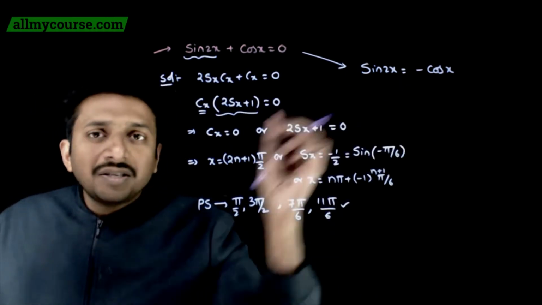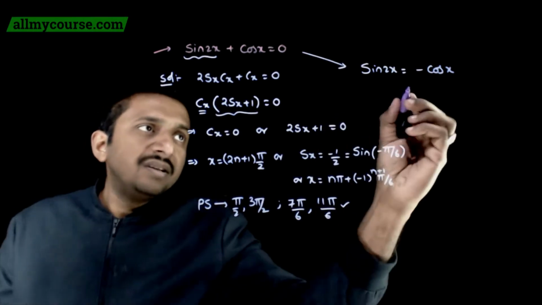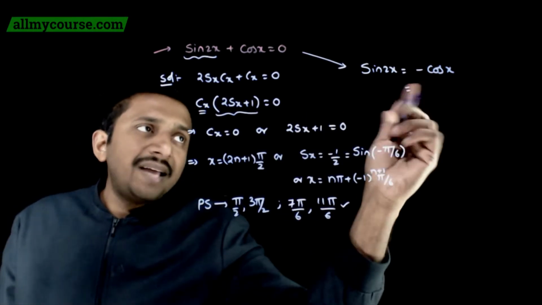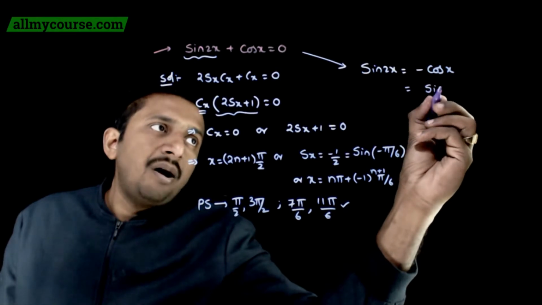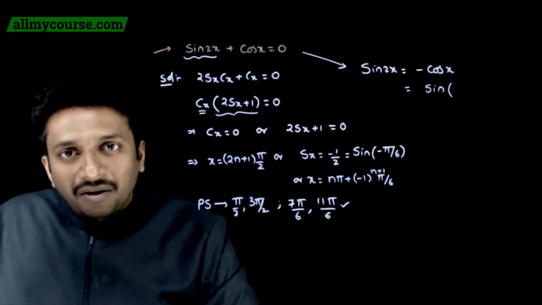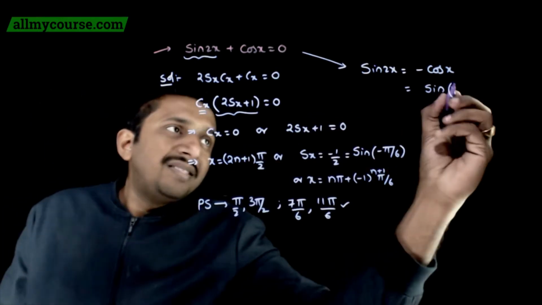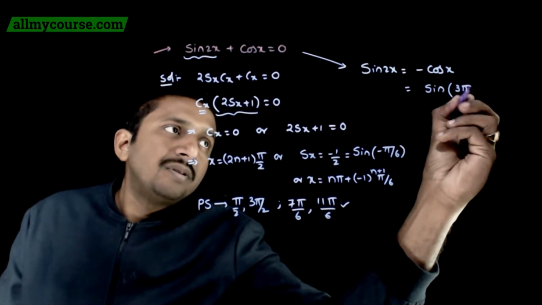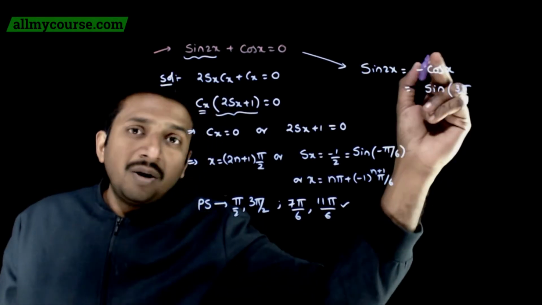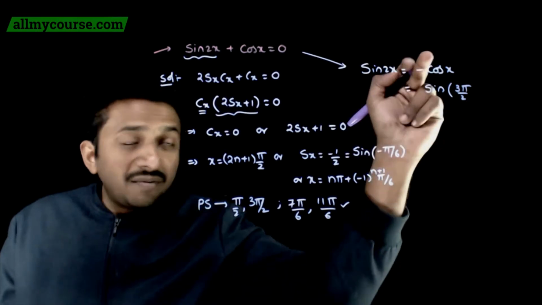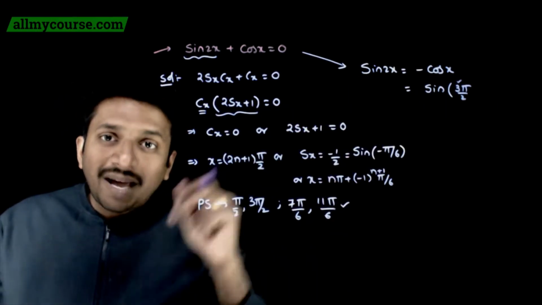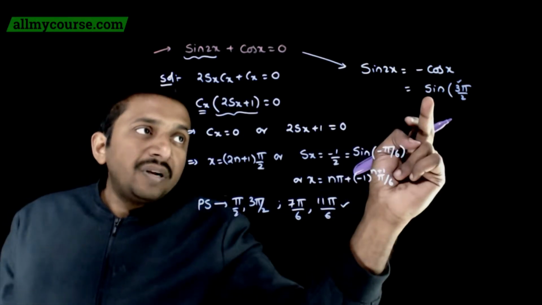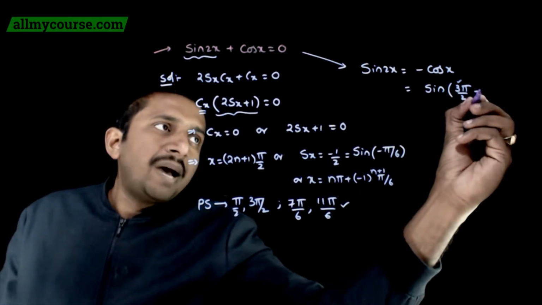So can minus cos x be written as sine of something? Minus cos x can be written as sine of, can I write it as 3 pi by 2? Because if sine has to be equal to minus cos x, sine has to be converted to cos, so this number has to be odd and you have to get a minus also. So I'll go for 3 pi by 2 minus x.